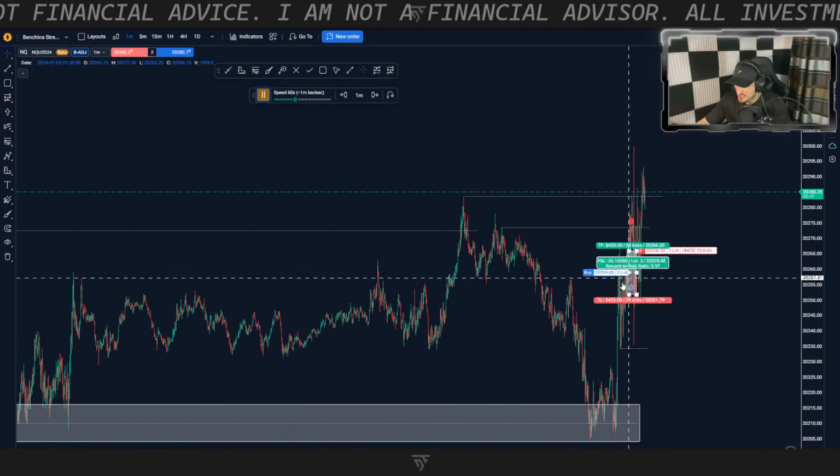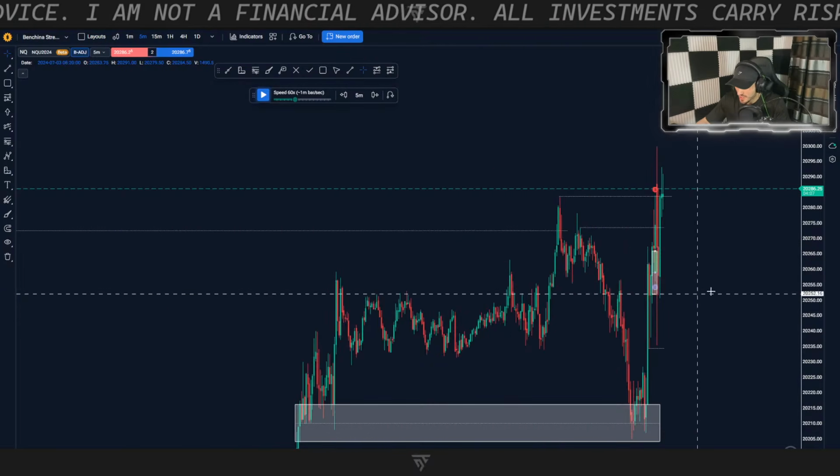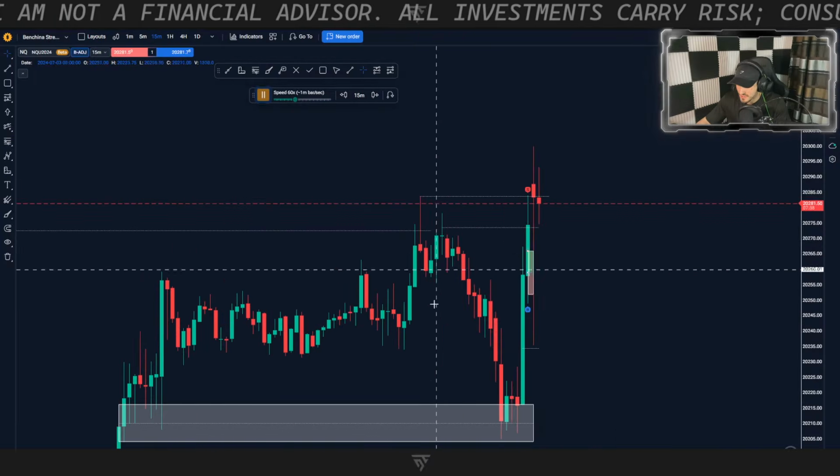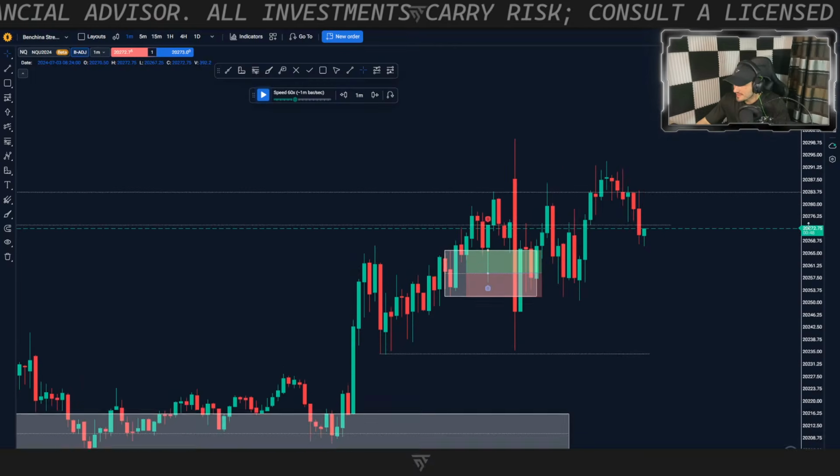Okay, so currently just going higher. This has created an hourly swing, like the swing that we were talking about, right? This is the hourly swing. I would love to see a closure up above.